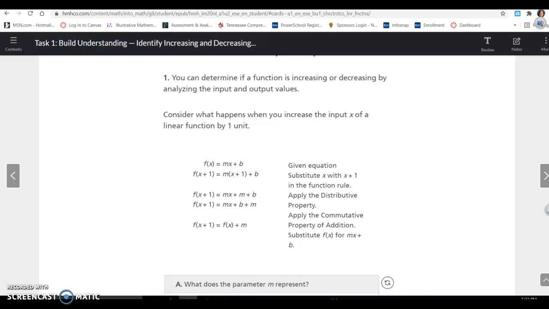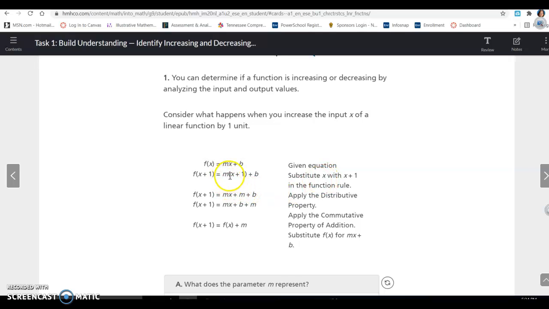You can determine if a function is increasing or decreasing by analyzing the input or output values. Consider what happens when you increase the input x of a linear function by 1 unit. f of x equals mx plus b, so this is our slope-intercept form that we looked at before, and we're going to increase it by 1 unit. So instead of x, we're going to use x plus 1. We're just substituting x plus 1 in place of x.